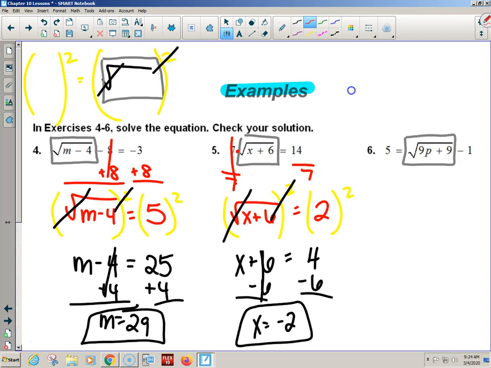No, what do you do first? Because the underneath just looks a little bit harder. I think that's why it was at the end, because it had like a 9. You guys added 1, yeah? What's it time to do? The square. Get rid of the square root with a square.